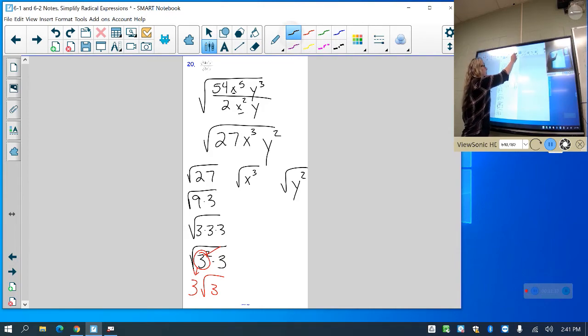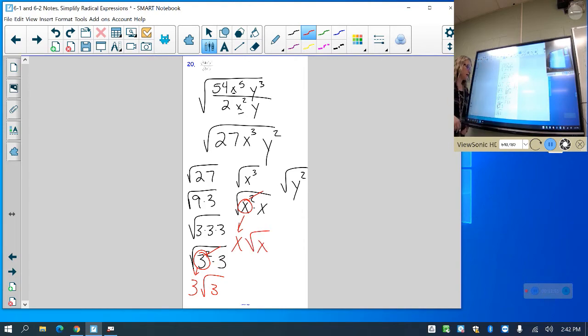Here, same deal. I have x squared times x. The only one that we can cancel out and take outside of the square root is the one with the square. So I'm going to cancel it and take the x out, but that one has to stay underneath because there's nothing to cancel, therefore I have to leave it underneath the radical. This one works out perfectly, we're just left with y.